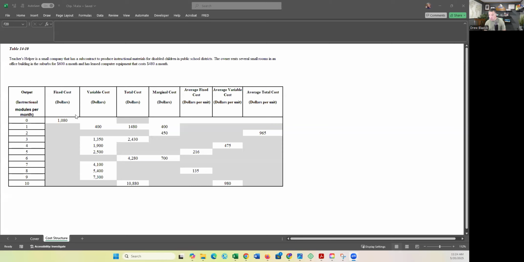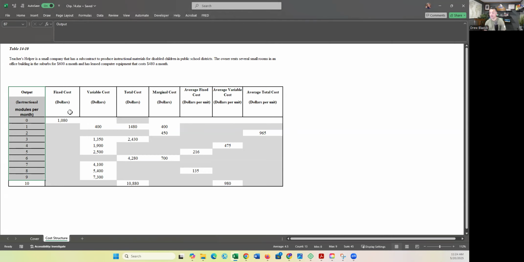All right, what we have here is some numbers. We have fixed costs, variable costs, total costs, marginal costs, average fixed costs, average variable costs, and average total costs. If we can do this entire thing, it's going to help you for the whole chapter. Again, it's going to light up green if you get it correct. This is our output on the left side. Let me define a couple things here.